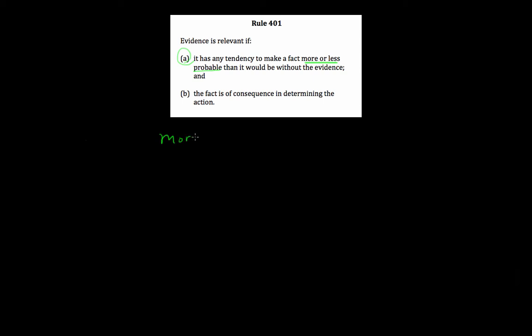Okay, so let's write that down here. More or less, in the context of this rule, this definition of relevance, does not mean the expression pretty much. What it actually means is either more or less. So either more probable or less probable. In other words, the evidence makes some fact either more likely to be true or less likely to be true. All right, so let's look at some examples.